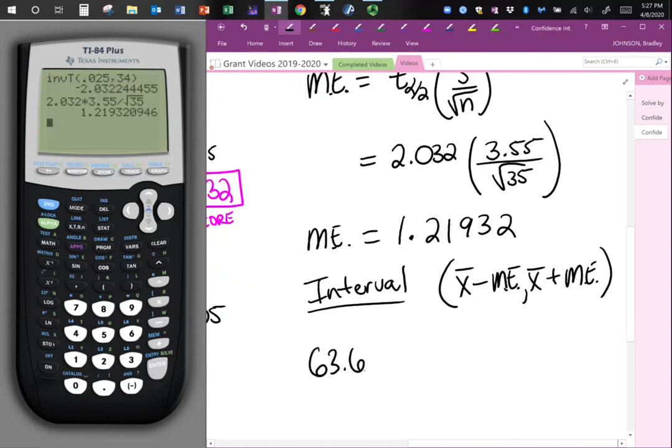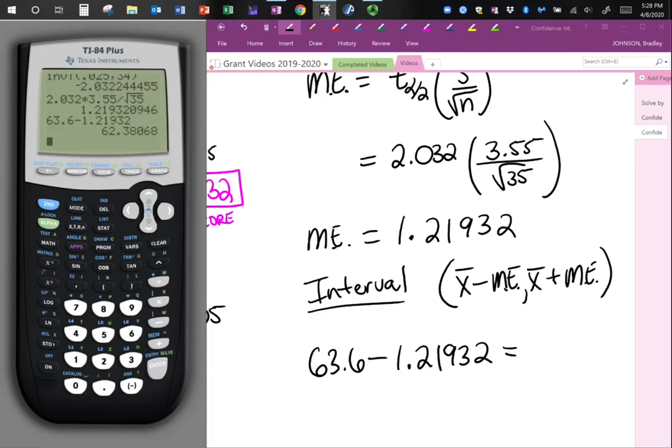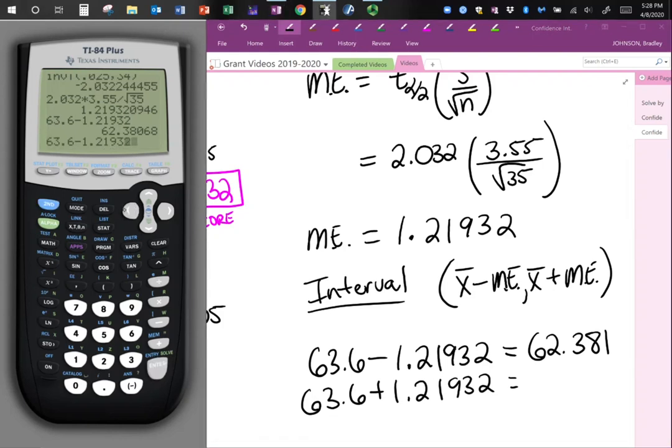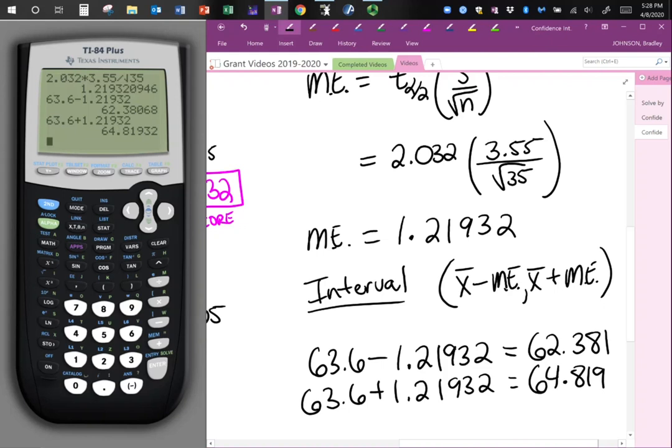It was 63.6. We need to subtract 1.21932, and we will get something in our calculator. You'll get 62.381, and then what we also have to do is add. Now a neat trick in the calculator, you can hit second enter and it'll retype what you did, then use the arrow, and I can arrow over and change it to a plus. And then you'll have 64.819.